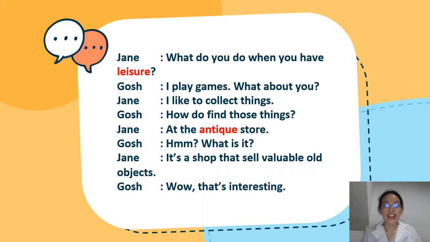Next, I will let you read for a minute. You can pause the video and find the meaning, not by looking in the dictionary but by trying to find the context clue. The words that you have to find are leisure and antique. We already know boutique, but what is antique? So pause the video.